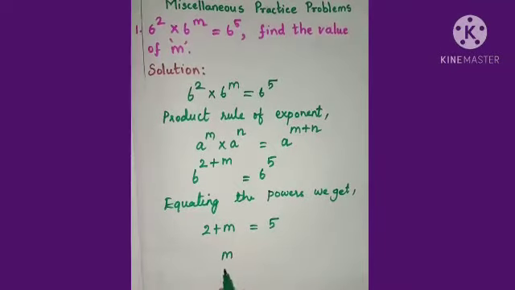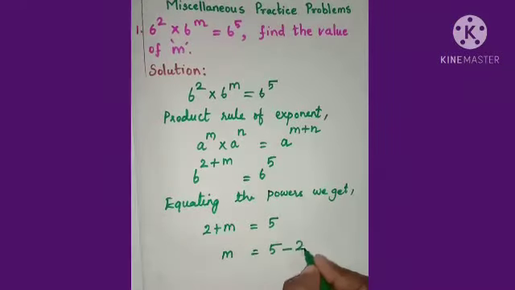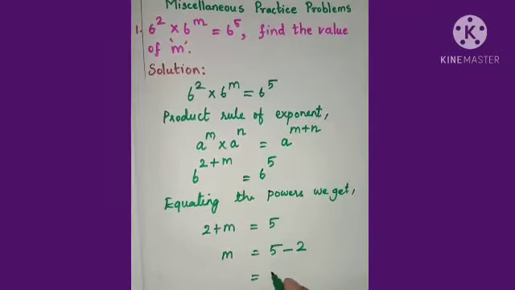Now we need the value of m. So 5, this plus 2, when it crosses the equal to sign, it becomes minus 2. So 5 minus 2 is 3.